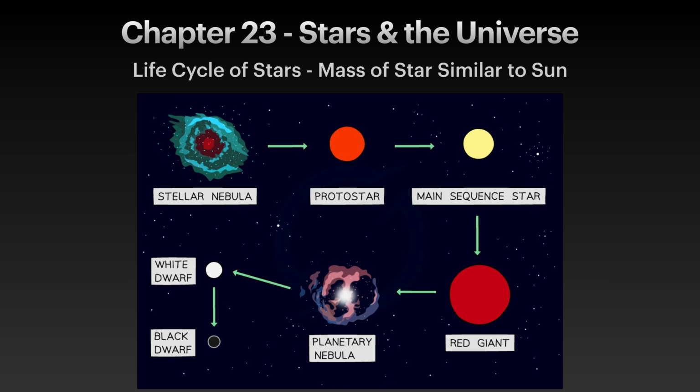When the temperature and pressure in the core are high enough, nuclear fusion begins and the star enters the main sequence phase. If the star has a similar mass to the Sun, it remains stable for billions of years. Eventually, it expands into a red giant, then sheds its outer layers to form a planetary nebula. The remaining core cools as a white dwarf.